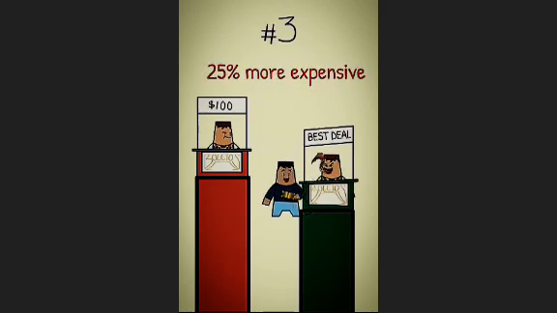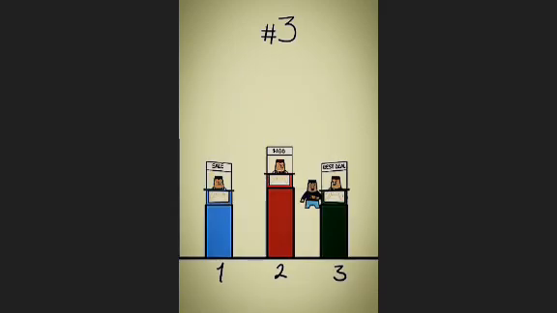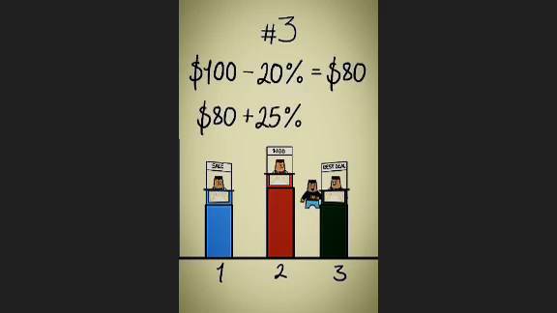He tricked you by telling the truth. He made you believe his tickets were cheaper when, in reality, they're the same price. Because $100 minus 20% is $80, and $80 plus 25% of $80 is $100.